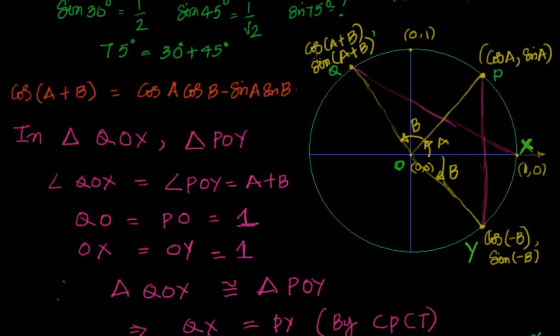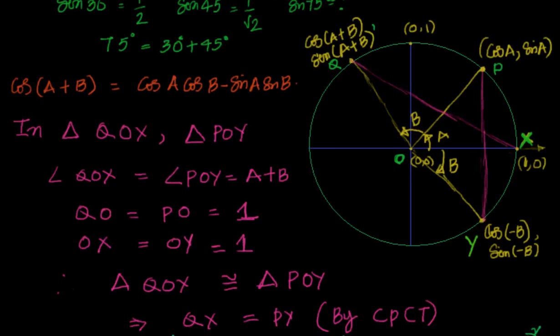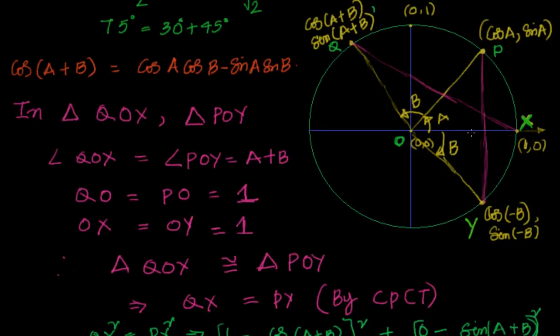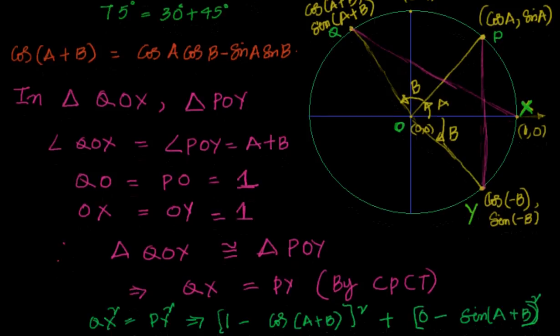Here I have cos A, cos B. So what I have done, I have leveraged the formula of distance between 2 points. By corresponding parts, I know QX equals PY. Now we have squared it. We have said QX whole square equals PY whole square.